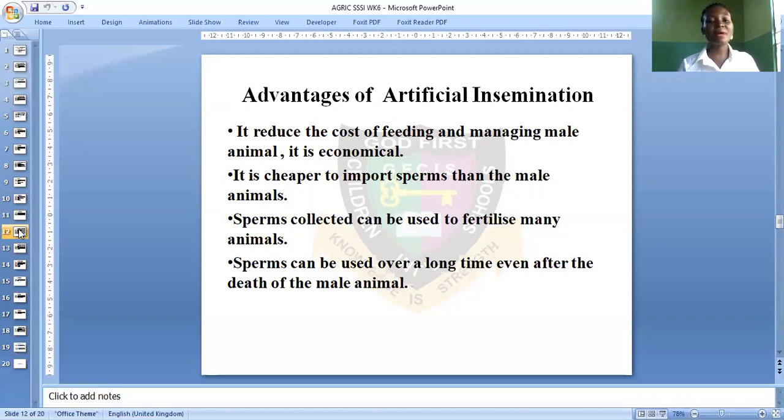Number four, the sperm can be used over a long period of time, even after the death of the male animal, because the sperm will be stored. So the sperm can be used over a long period of time, even after the male animal might have died. Now let's see the disadvantages.